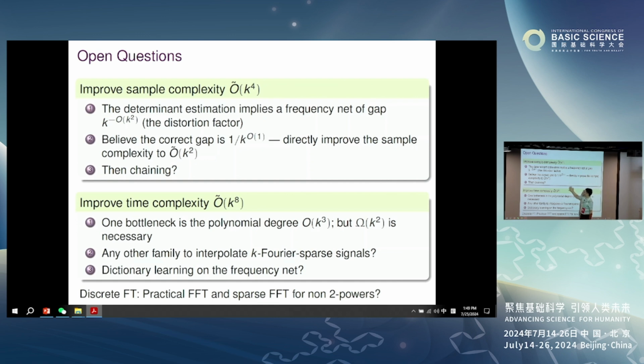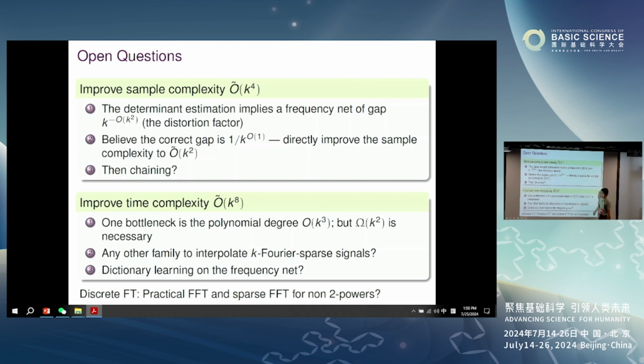We believe the correct gap in the frequency net should be 1 over poly k. In fact, k square may be enough. But we don't know how to prove this yet. And if we can show this, it will directly reduce the sample complexity to O tilde k square. Then we may be able to apply chaining to reduce it to linear, O tilde k.